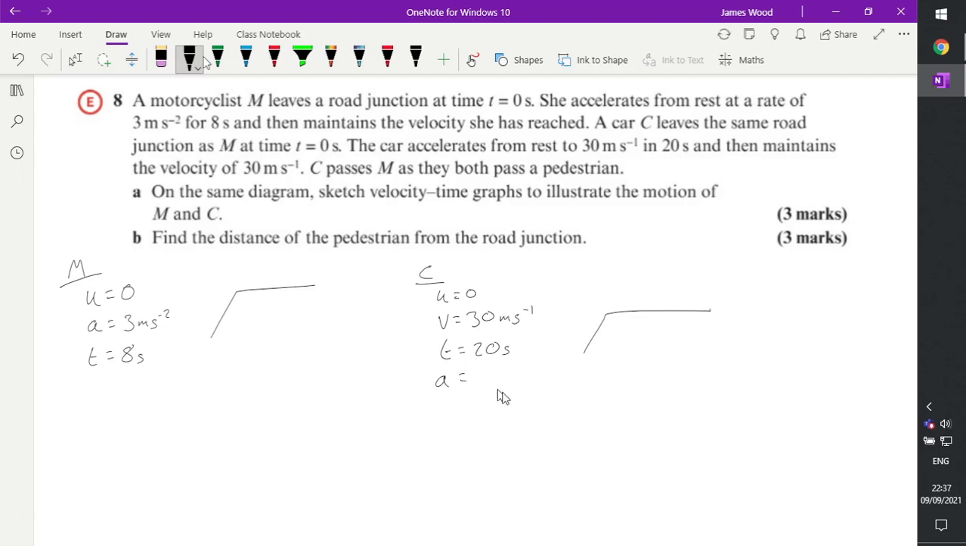Well, the acceleration is the change in velocity over time. So that's going to be 30 divided by 20, which is 1.5 meters per second squared. So I can see that the motorbike's line is going to be much steeper than the car's line. That's quite helpful in sketching it.